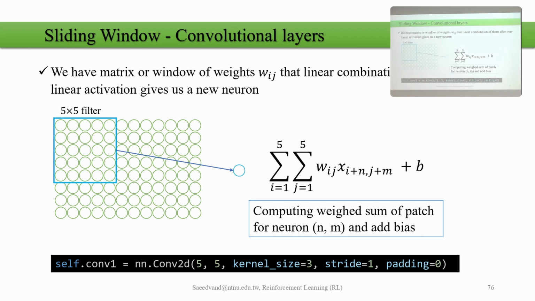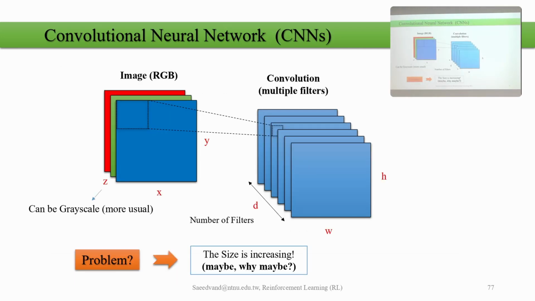So all the things that I explained, in one line, PyTorch. Okay, very simple. Just create a convolutional layer, get the input, kernel size, stride, and padding. Now, if you want to see how it looks on a bigger scale, we have an RGB image.